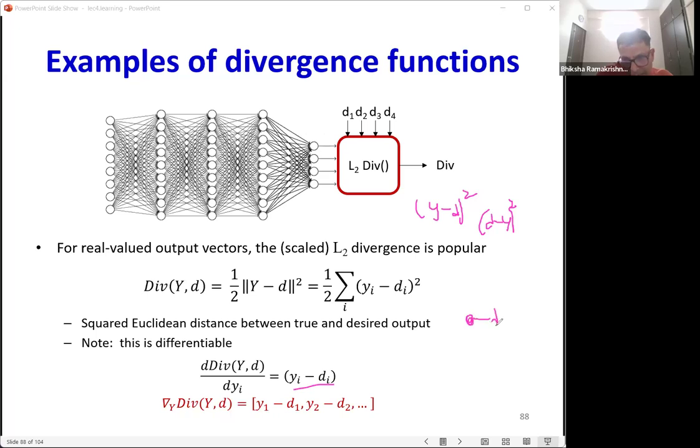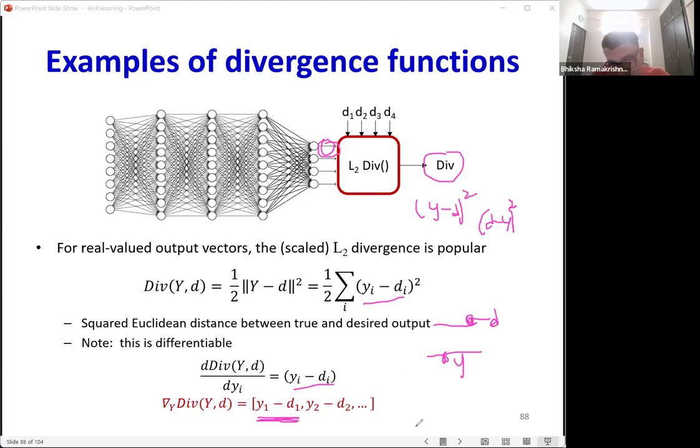Suppose this is my desired output, right? And suppose my actual output y is below it. Then is y minus d going to be positive or negative in this case? It's going to be negative. Do I want to be increasing or decreasing y to reduce the error? In other words, if y is below d, then increasing y is going to decrease the divergence, correct? So if y minus d is negative, then increasing y will decrease the divergence. That's basically what this is telling me.